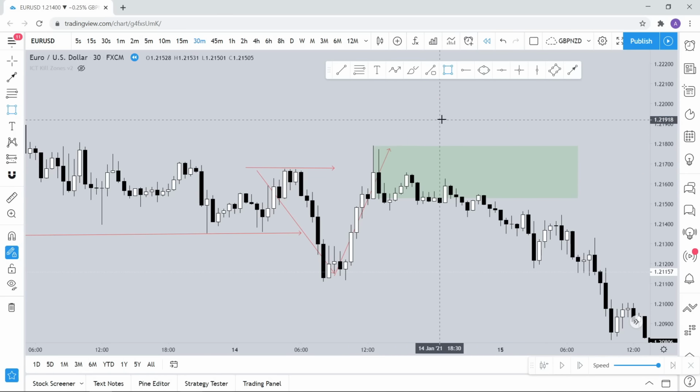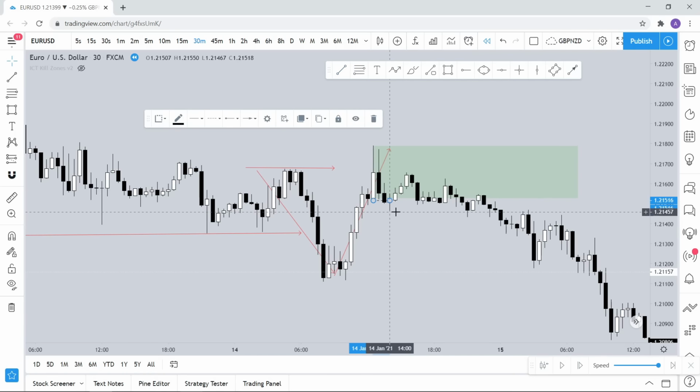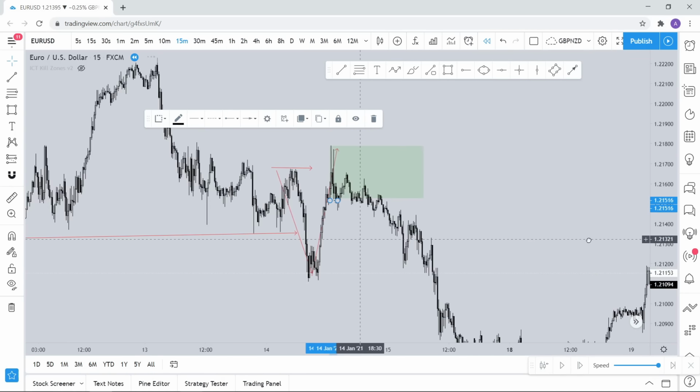You can see that after this order block was created, price was mitigating it over and over again. After breaking its low, which is here, price came inside of this range and then started mitigating over and over and over again. So let's go to a lower time frame, to a 15-minute chart.